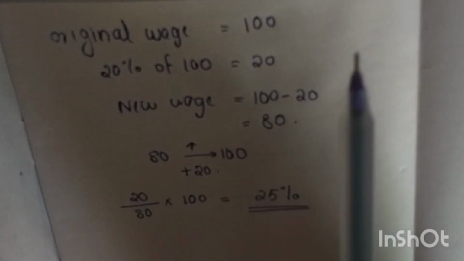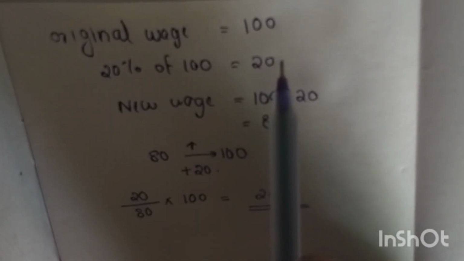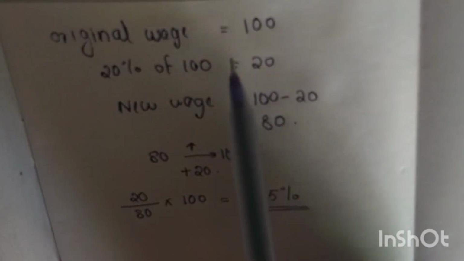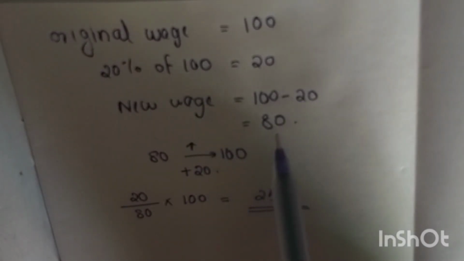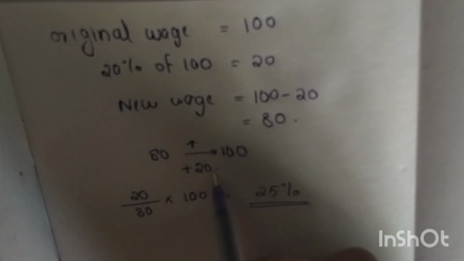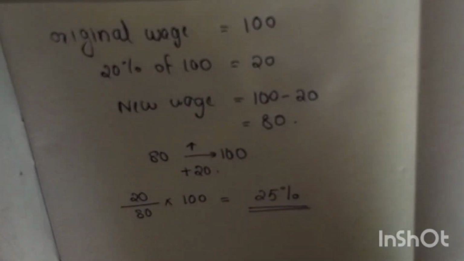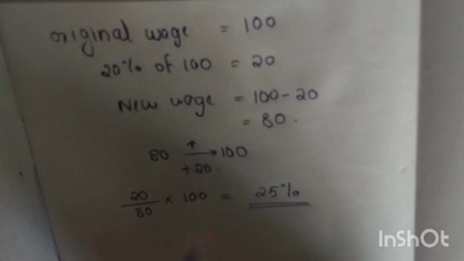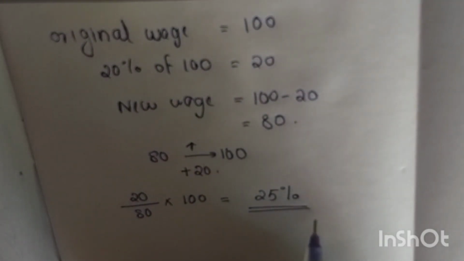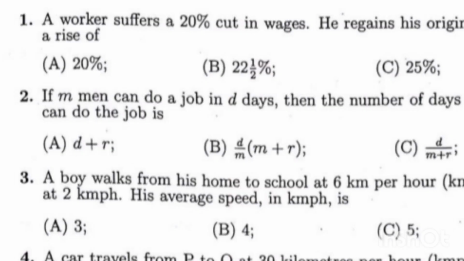So what we have done is, to find the percentage, we assume that the original wage is 100 rupees. After the cut, the new wage is 80 rupees. To get back to 100, we must increase the new wage by 20. And 20 is what percentage of 80? 20 by 80 into 100, that is 1 by 4 into 100, that is 25. So the answer is 25%. Answer is option C. On to the next question.